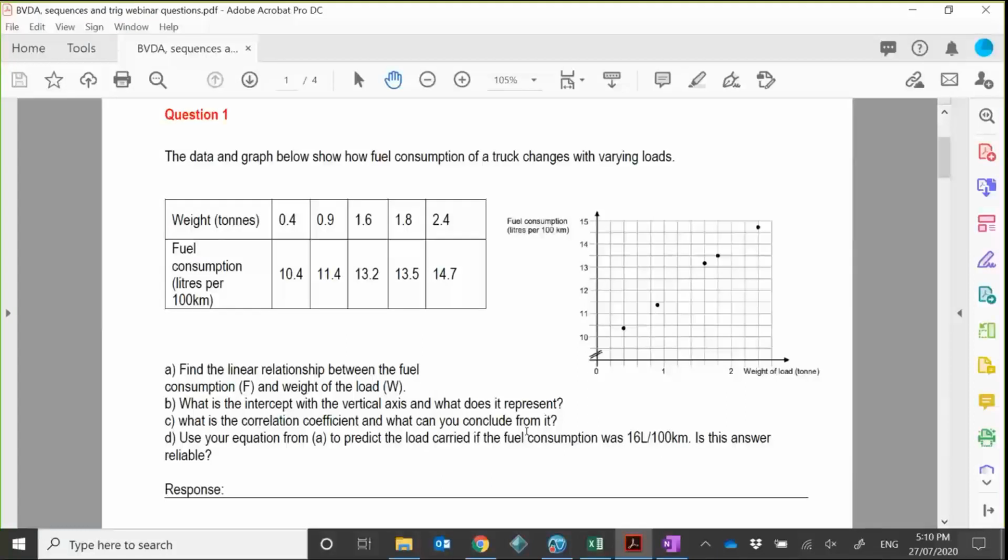And the question says, is this reliable? Now this is an interpolation, extrapolation style question. This question is unreliable because the 16 litres is outside the numbers presented in our data set. The biggest number we have in our data set is 14.7. 16 is bigger than that number. So this answer is unreliable because we are extrapolating. Okay, end of question 1.